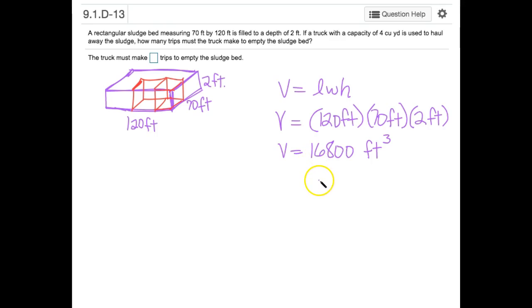So now, like I said, we're going to take the 4 cubic yards and divide it. The only problem is we have one thing to do first, which is get the same units. Here we have feet cubed, here we have yards cubed. So cubic yards, yards cubed, that's the same thing. So what we need to do first is convert the 16,800 cubic feet using unity fractions, dimensional analysis from module 3.